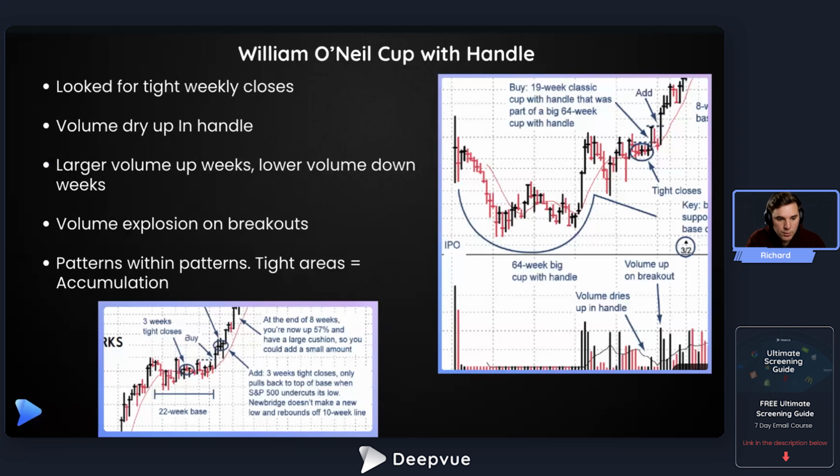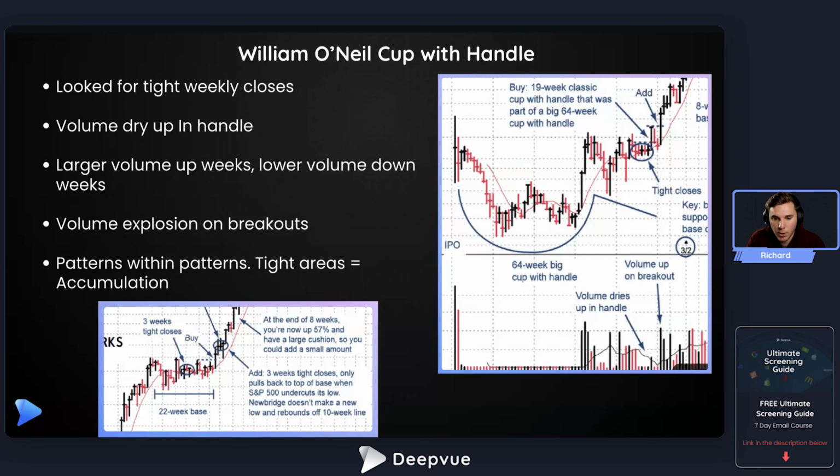So I wanted to go through some different examples. I mentioned that this pattern has existed for quite some time. Everybody has different names for it. There are different categories of bases that qualify as VCP patterns. But to focus on William O'Neill and his cup and handle, I think many of you are familiar with that as well. And he definitely looked for that volatility contraction.